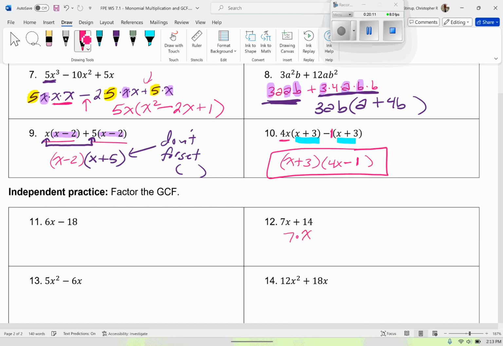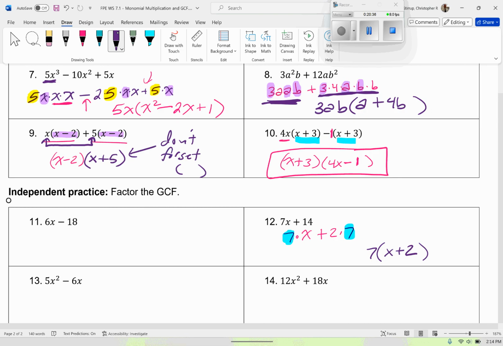12 is 7 times x, 2 times 7. All right, here's a 7, here's a 7. Agree? So I pull a 7 out front, put parentheses, x plus 2. Done. X plus 2. 7, and then times x plus 2.